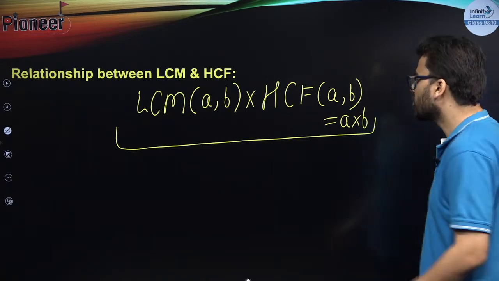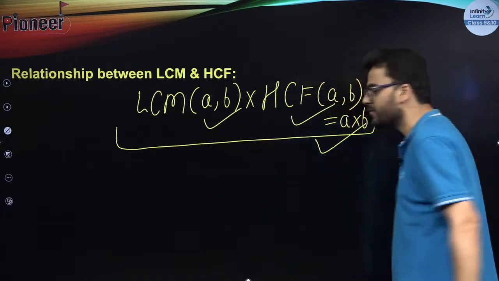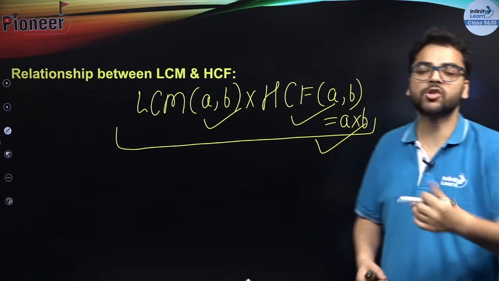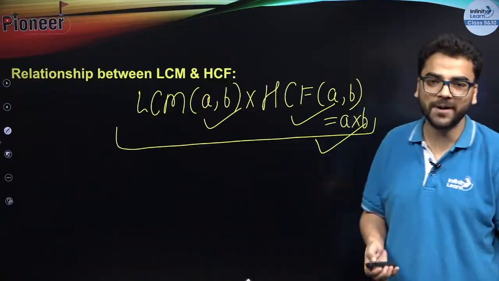Okay, so the product of two numbers is the product of the LCM and HCF, and it's not going to happen for any number of numbers. It's not that it's going to happen for 3 numbers as well. There is a different formula for 3 numbers. I hope it is clear to you.